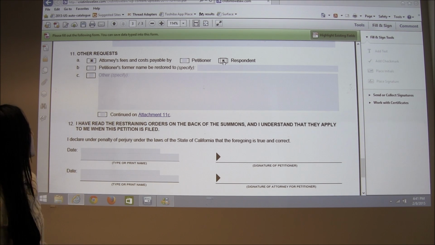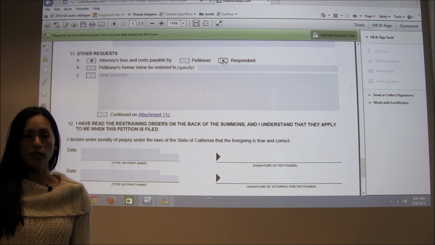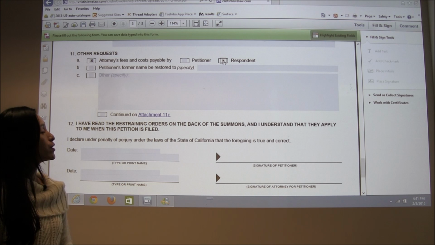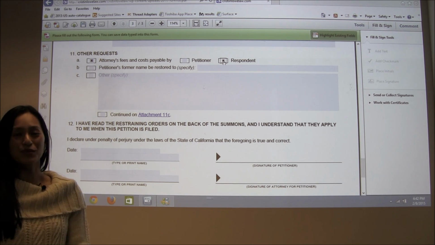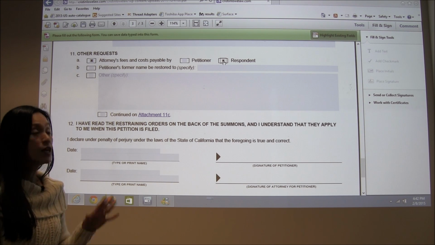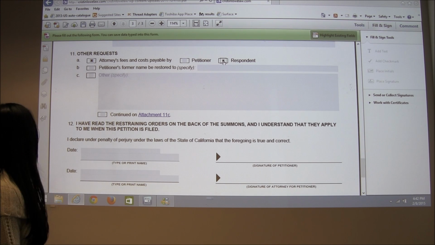All right, and 11B, if you had changed your name during the marriage and you want to restore your maiden name or hyphenate or change it some way, you can fill it out there. What you want to do, and this is one of the few things where you get away with it, is that you can change your mind at any time. So if you don't know whether or not you want to restore your maiden name or hyphenate, you can leave that blank. If you know for sure now, go ahead and fill it out.